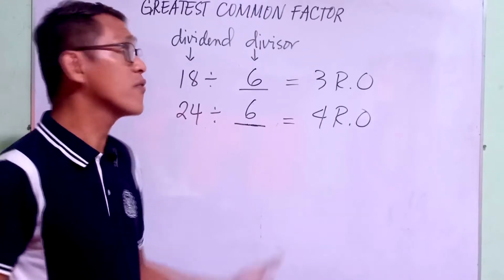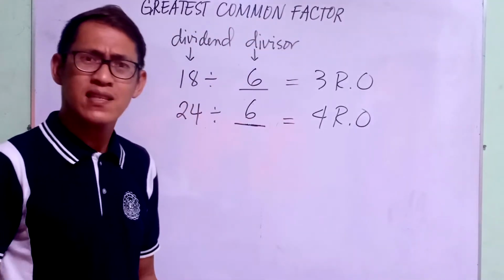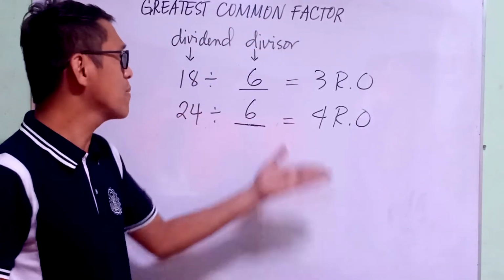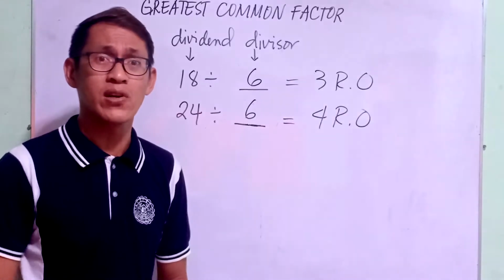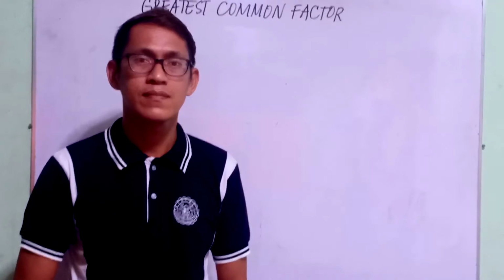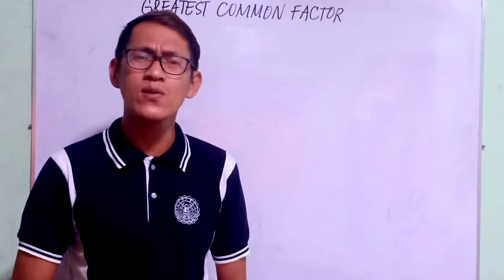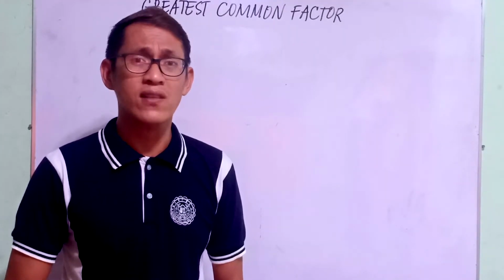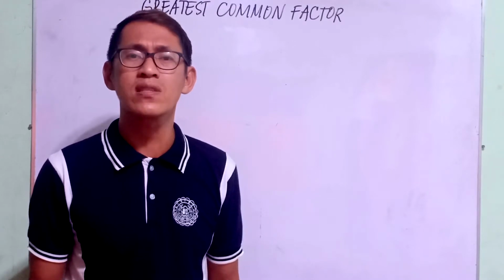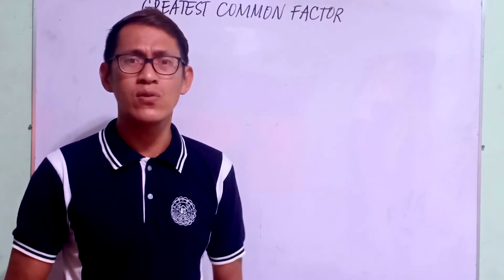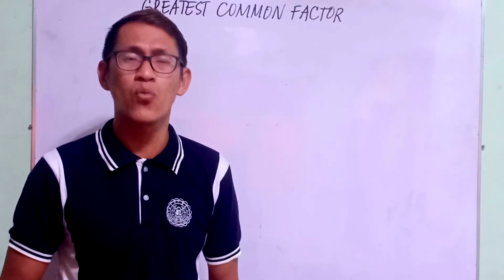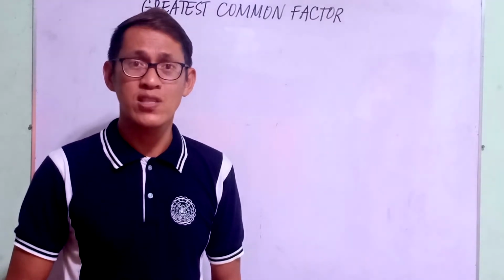So when we talk of greatest common factor, it simply means we are getting the biggest divisor of 2 or more numbers. There are many ways how to get the greatest common factor of 2 or more numbers. But in this video, I'll be discussing with you the two most common ways how to get the GCF.